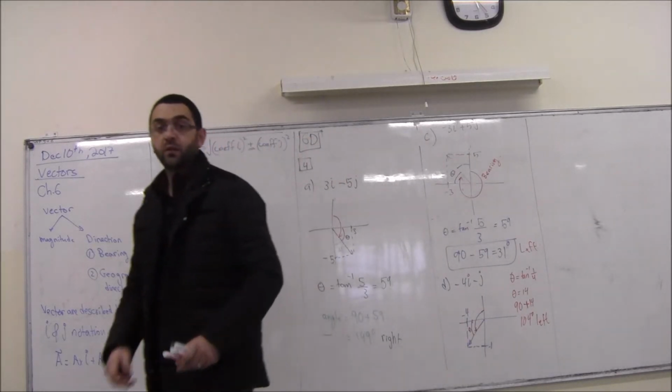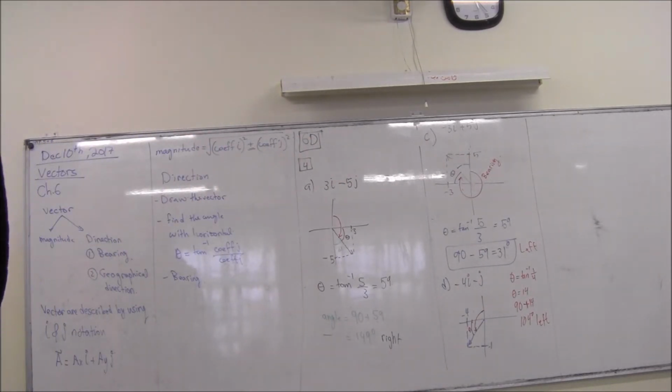We have several parts of questions about finding the angle between I and J. I mean between the vector and I, or between the vector and what? Positive or negative J.